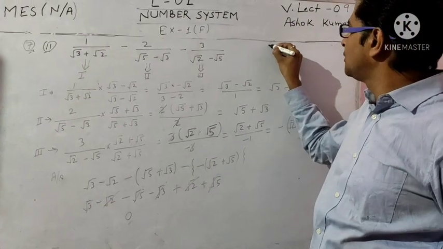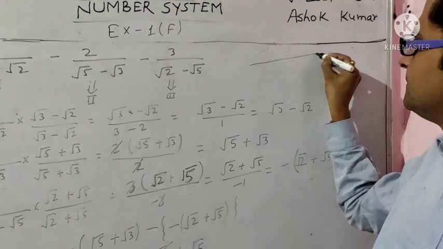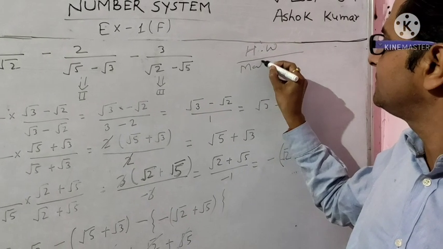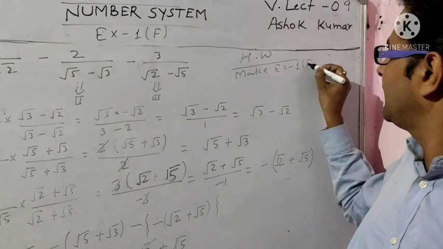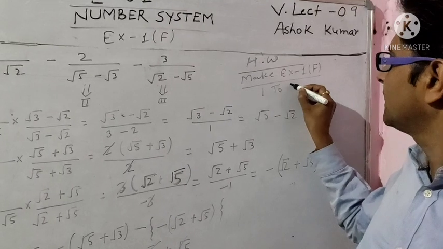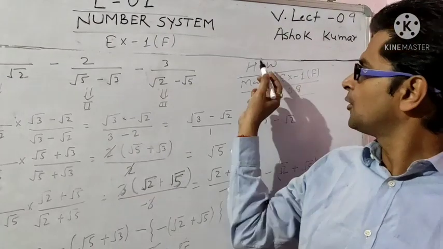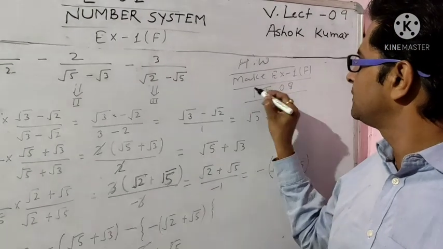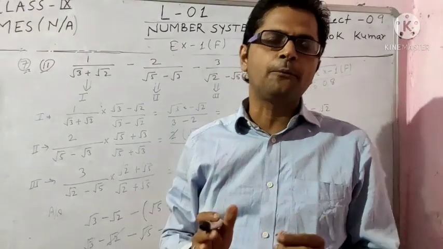So student, your homework is make exercise 1F, make exercise 1F 1 to 8. Okay student, this is your homework. Your homework is make exercise 1F question number 1 to 8. Okay, if you have any query, if you have any problem, ask the question.